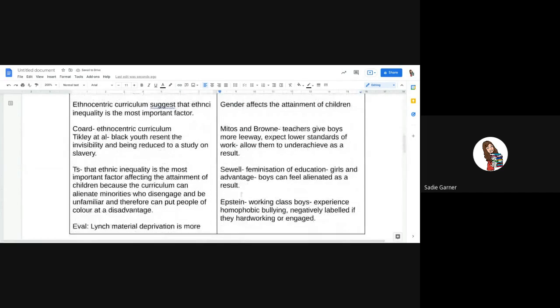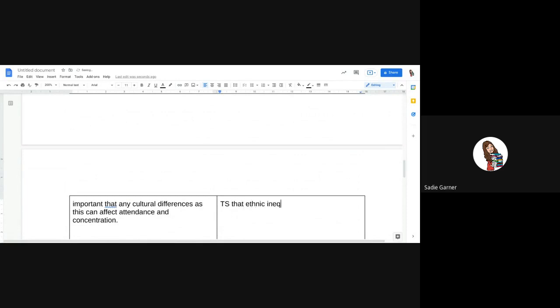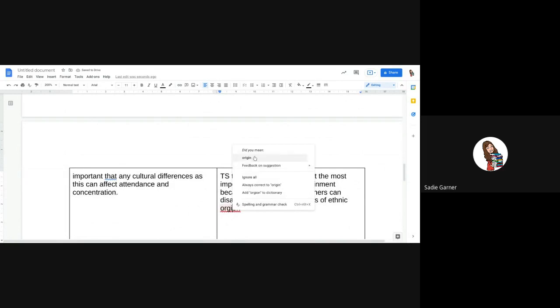This shows that ethnic inequality is not the most important factor affecting attainment. Because both peers and teachers can disadvantage boys regardless of ethnic origin.